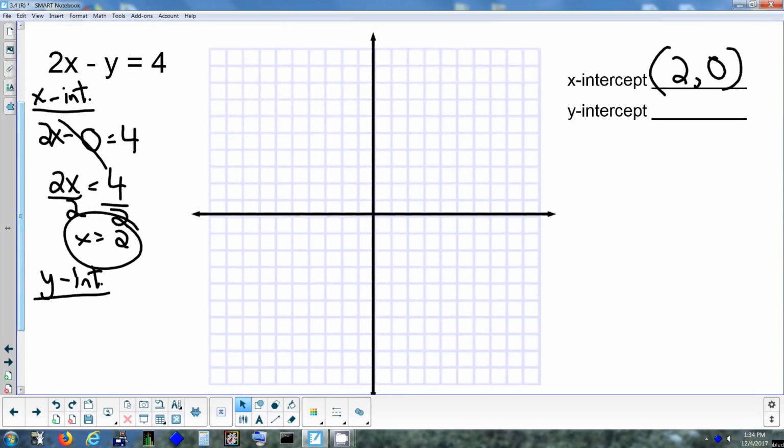Now the y-intercept. Guys, you don't have to label x-intercept or y-intercept, but I think it helps to keep things more organized. It's up to you. So now we're solving for the y-intercept. Nathan, what do I have to do? Replace x with 0, so what am I going to write?